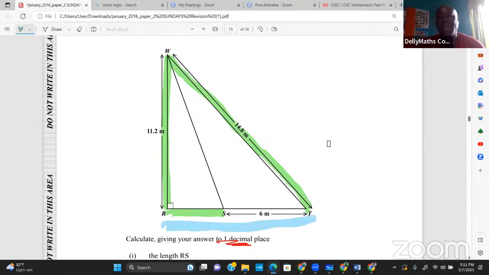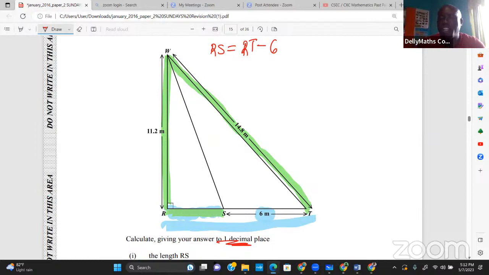And if I can find all of that side and then subtract 6 out of it, then I'm going to know what this is. So I'm going to use the Pythagoras theorem to find RT, and then I'm going to subtract ST from it, and I'm left with RS. So basically, we can write now that RS is a result of RT minus 6. So let us go and find RT.